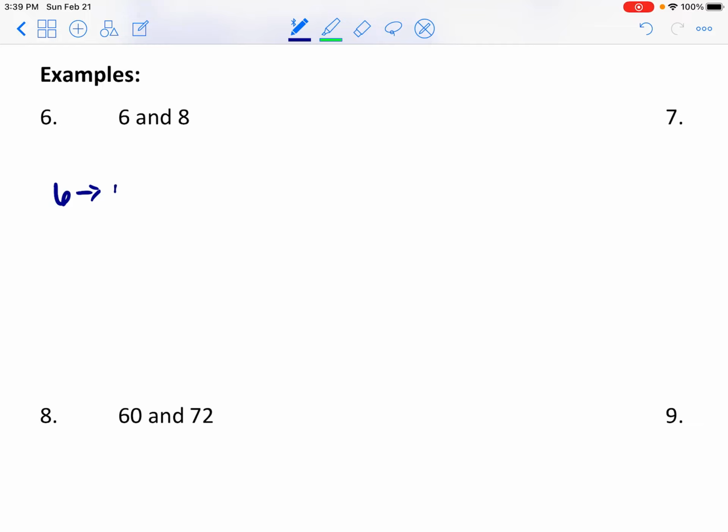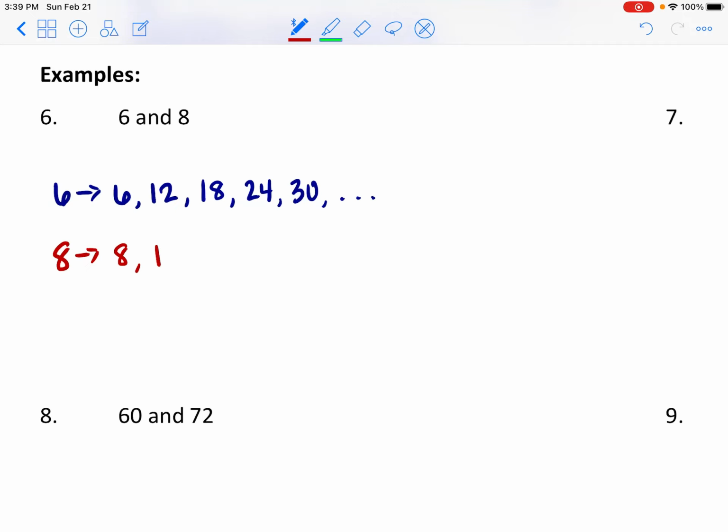So 6 times 1 is 6, and 6 times 2 is 12, and 6 times 3 is 18, and 6 times 4 is 24, and 6 times 5 is 30, and that's my list of multiples there, and it can go on forever, but I'm going to stop there, and I'm going to start my next list. I'm going to list out my multiples of 8. So 8 times 1 is 8.